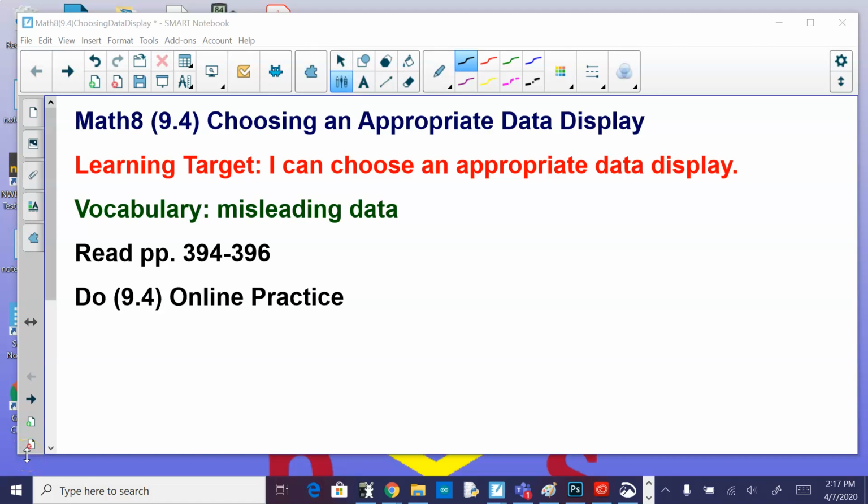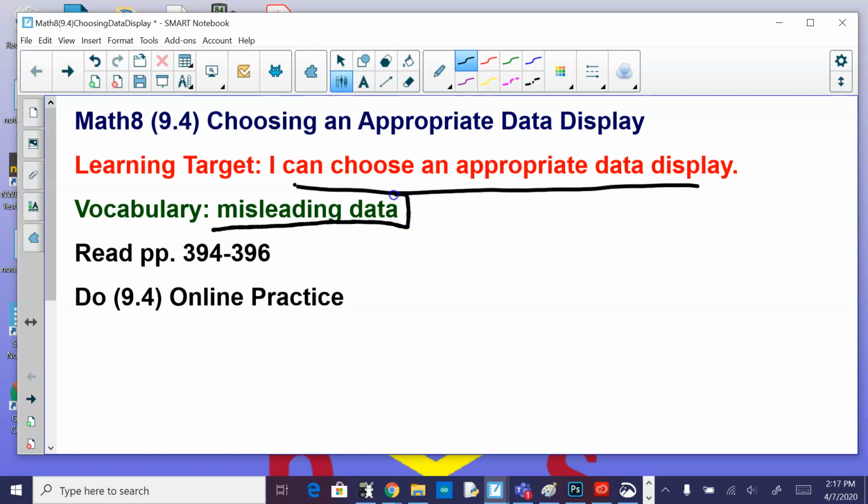Hi, this is a screencast for Math 8, Lesson 9.4, Choosing an Appropriate Data Display. Our learning target is that I can choose an appropriate data display. Our vocabulary term is misleading data, and what that means to have a graph that is misleading. Please read pages 394 to 396 and do the 9.4 online practice.